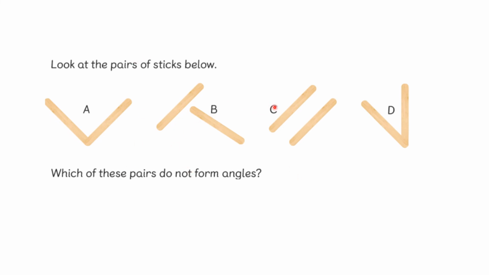What about C? Have we got 2 straight lines? Yes. Do they meet at a point? No. So C is not an angle. Let's have a look at D. We've got 2 straight lines that are meeting at a point. So D is showing us an angle.